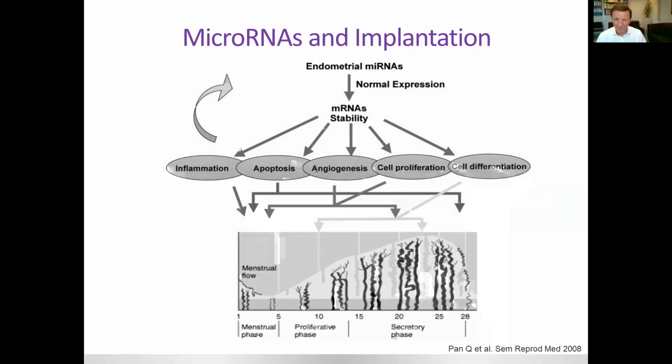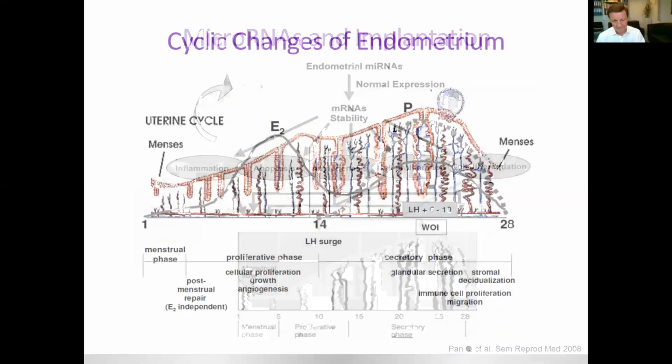And these microRNAs are especially relevant also during a normal cycle within the endometrium, because microRNAs are influencing different metabolisms such as inflammatory activities, apoptosis, angiogenesis, but mainly also cell proliferation and differentiation. And microRNAs may interfere with all these aspects.